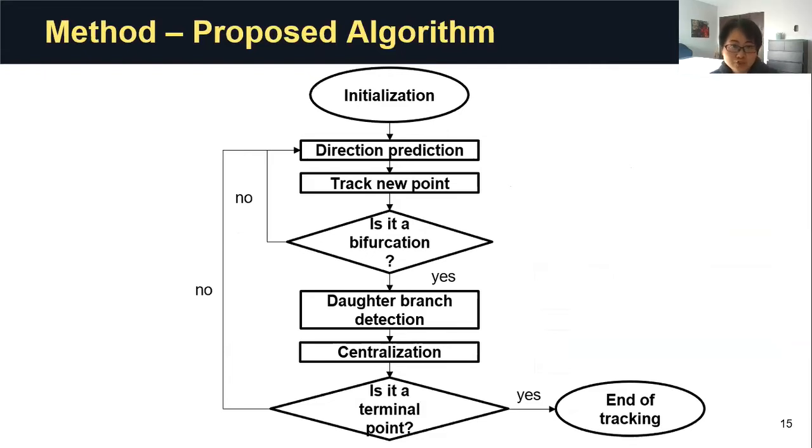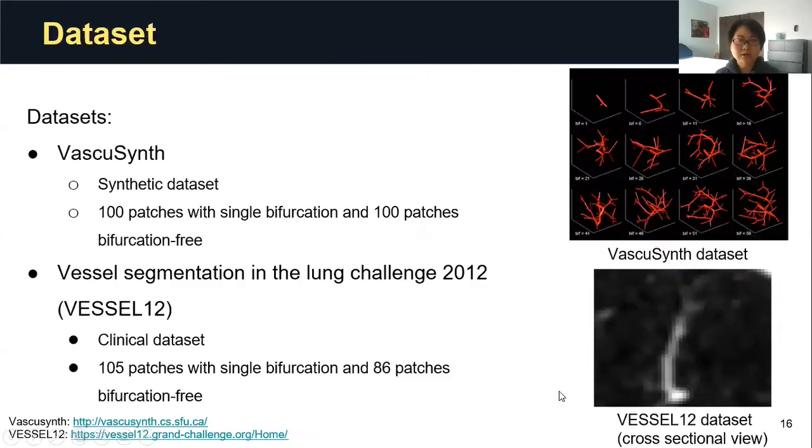And then we propose a general algorithm for a tree tracking pipeline, which includes the initialization, the direction prediction, tracking a new point, and then we encode the bifurcation detection into the step to distinguish whether the current patch is a bifurcation or not. If it is, then we start detecting daughter branches, and if the terminal point is not reached, we go back to the loop in the beginning, and if the terminal point is reached, then we stop the tracking.